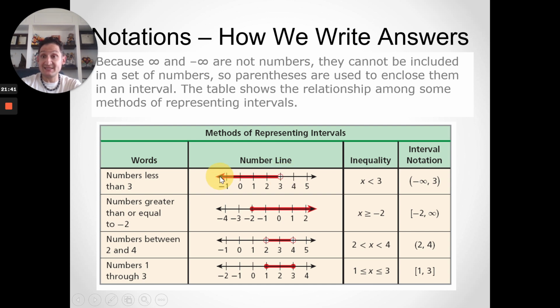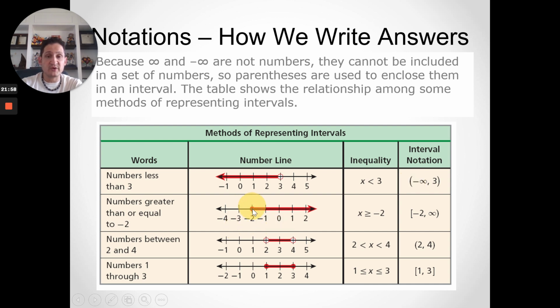Positive 3 goes on to negative infinity. Well, that means that we are not equal to 3. You can never be equal to negative infinity. So it's going to be like an ordered pair, where the low end is on the left, the high end is on the right, with parentheses on both of them.